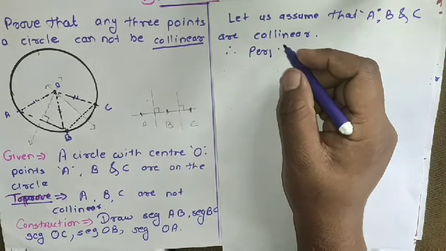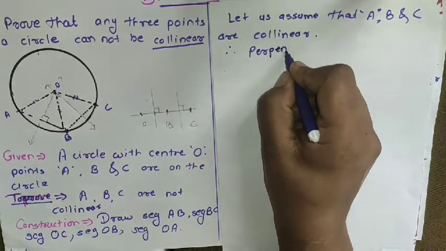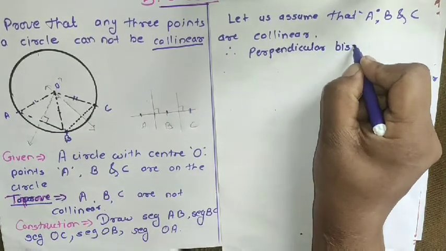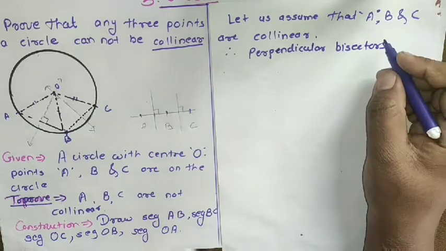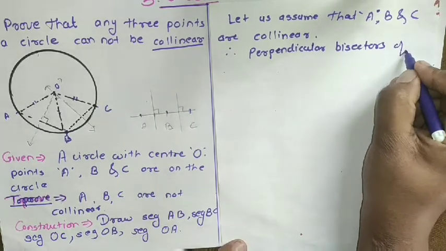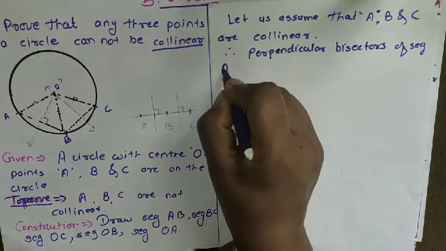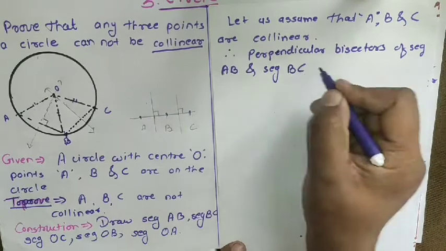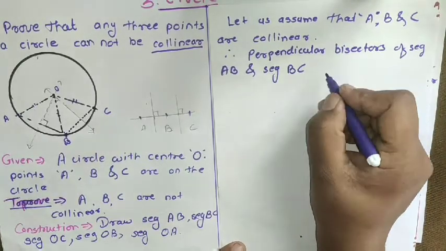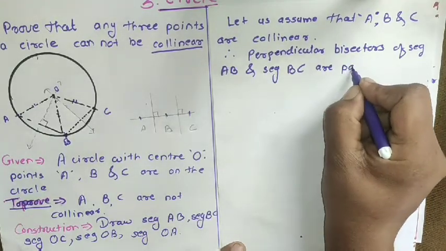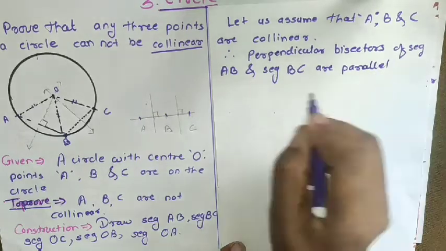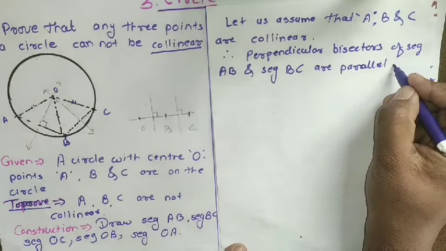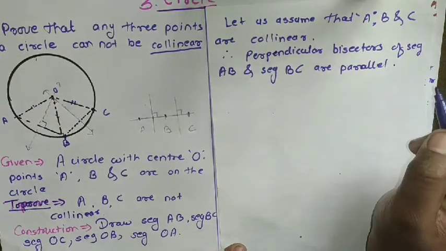So here I will write: the perpendicular bisectors of segment AB and segment BC are parallel. When these three points A, B, C are collinear, then their perpendicular bisectors are parallel to each other.